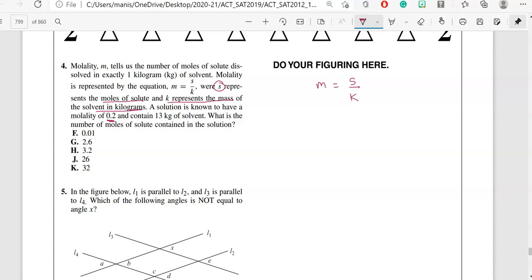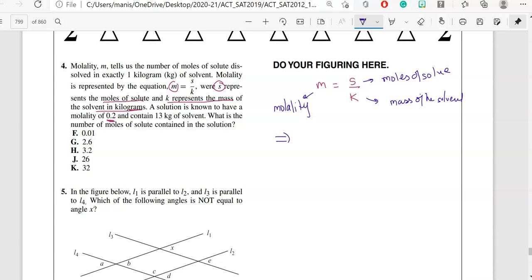Do keep in mind that lowercase m represents molality. I'll write it over here. S represents moles of solute. So it becomes so easy for us if you know what each letter stands for. This is the mass of the solvent. Now, what have they given me?